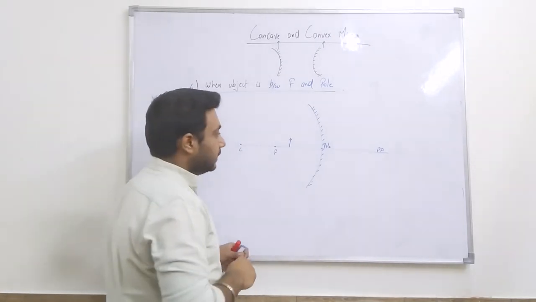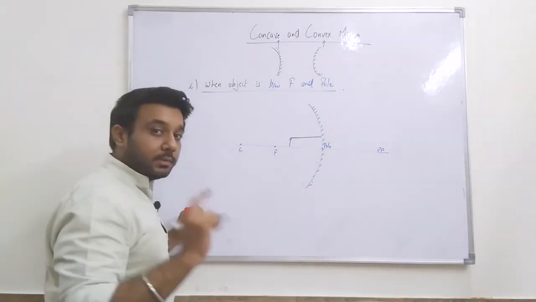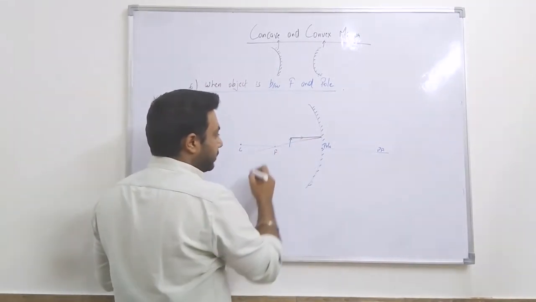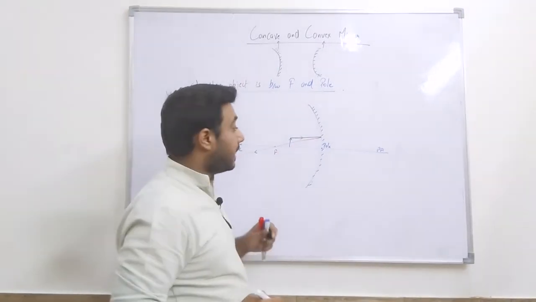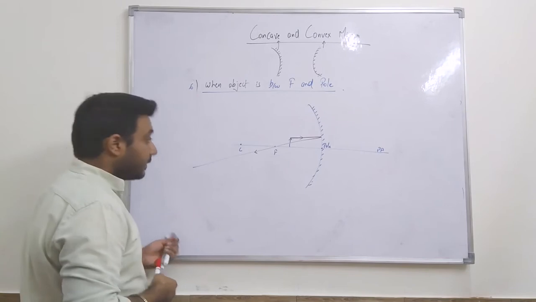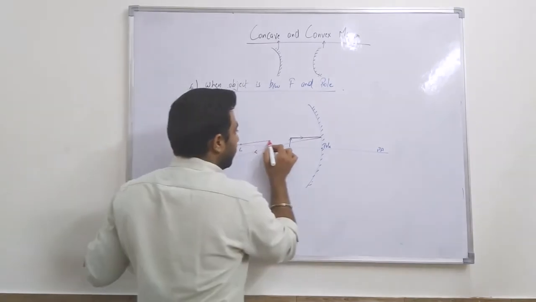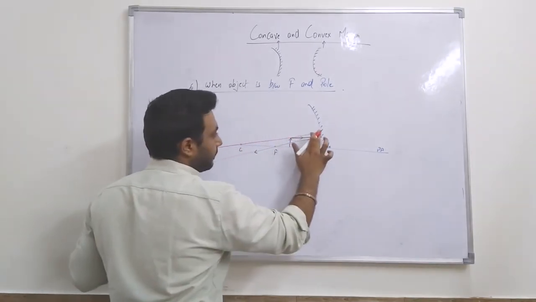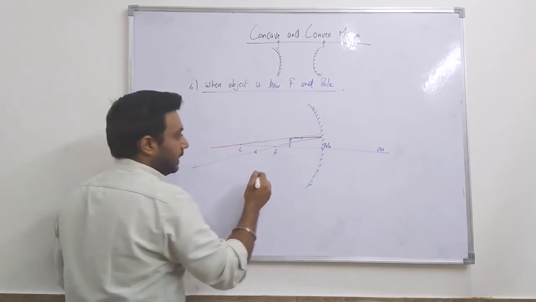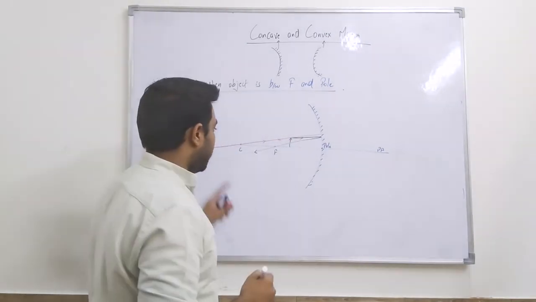Now the line, according to the rules, which is coming parallel to the principal axis will pass through focus. Then, okay, another line which passes through curvature will go on the same path as that of the incident line.